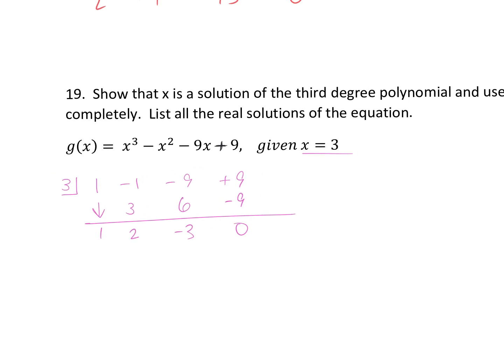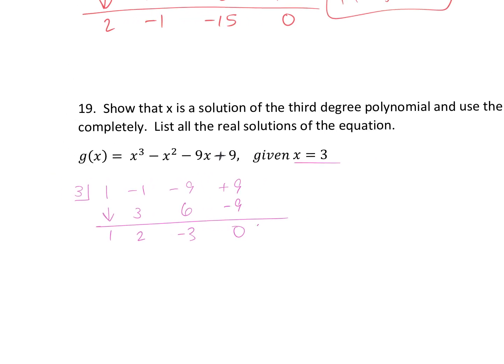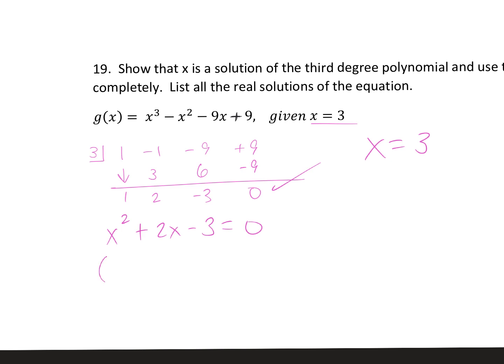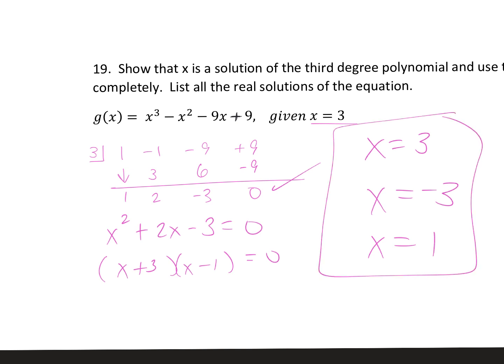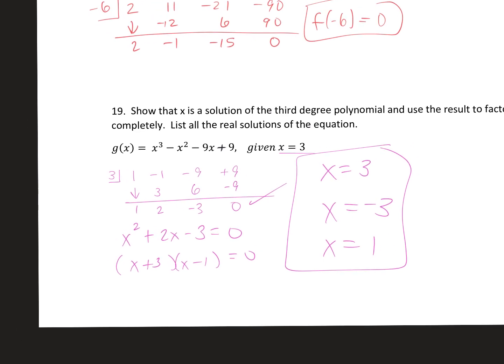So the rest of the question says, all right, we showed. How did we show that this was a solution? Because your remainder was 0. Then it says list all the real solutions. So one of my solutions I know is x equals 3. How do I find out what the other ones are? x squared plus 2x minus 3 equals 0. Can we factor this more? Yep, we sure can. So I have x plus 3 and x minus 1. Okay, so my other two x's are x equals -3 and x equals +1. You guys with me on that? Okay, good. Scooting along.